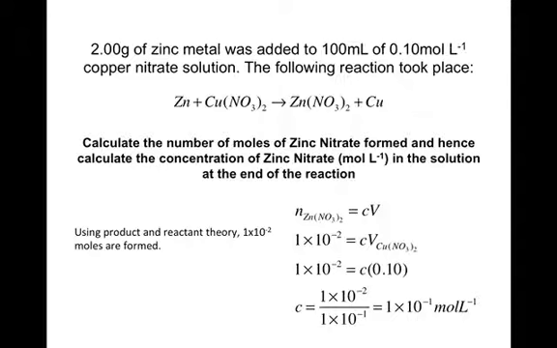So it's 1 times 10 to the negative 2 equals 0.1 lots of C. And then we can rearrange to find C, which is the concentration. And we find that the concentration is equal to 1 times 10 to the negative 1 moles per litre for the zinc nitrate at the end of the reaction.